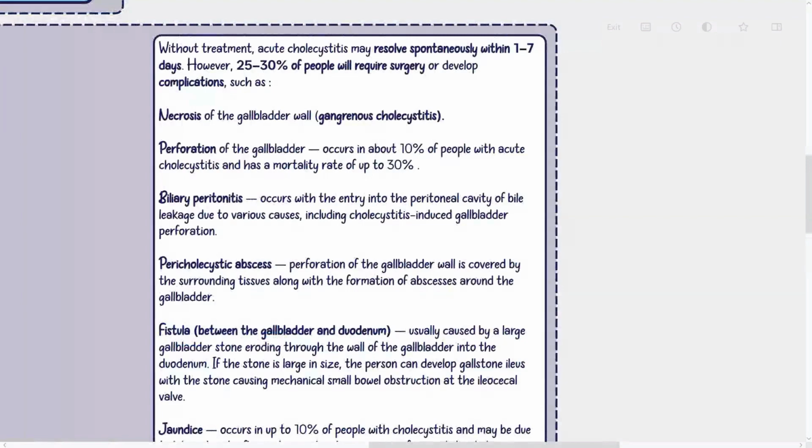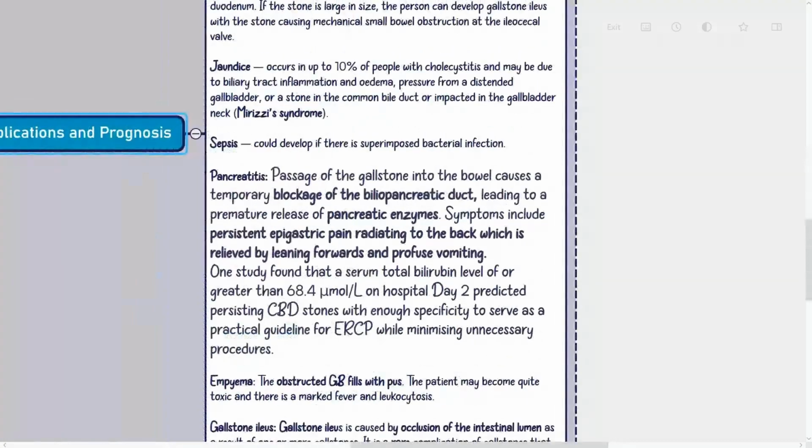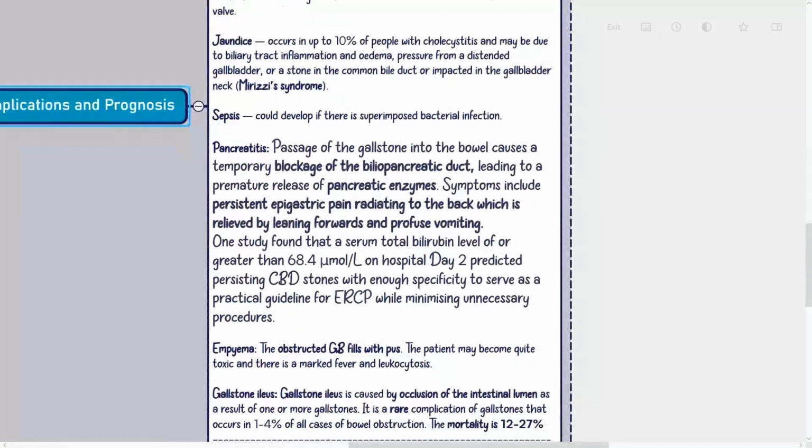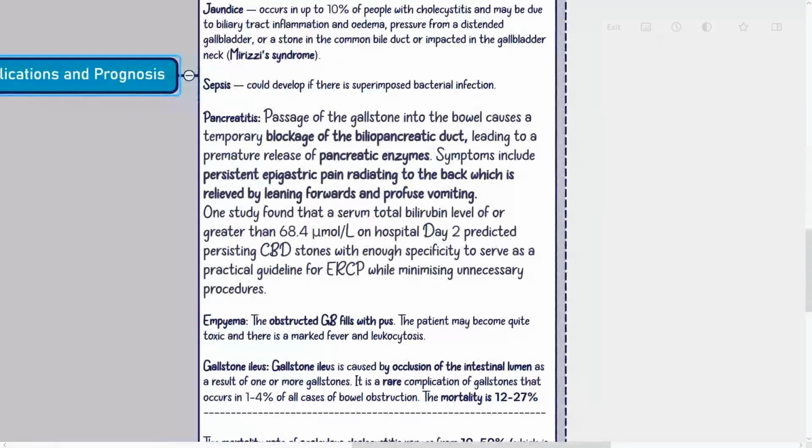Jaundice occurs in up to 10% of people with cholecystitis and may be due to biliary tract inflammation and oedema, pressure from a distended gallbladder, or a stone in the common bile duct or impacted in the gallbladder neck, Mirizzi syndrome. Sepsis could develop if there is superimposed bacterial infection.